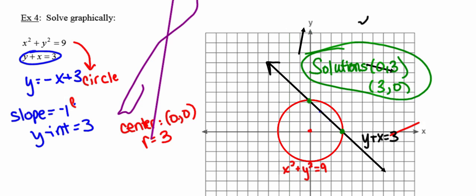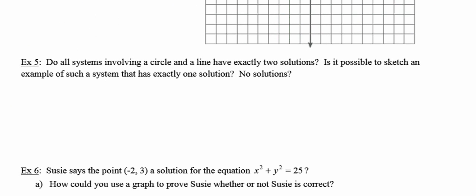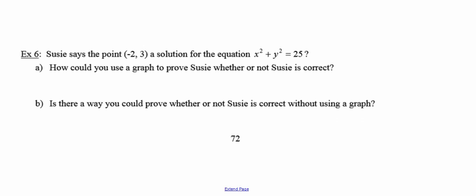All right, and looking down the page, I want to know in number 5, do all systems that involve a circle and a line have exactly 2 solutions, like the one that we graphed in example 4? Can you sketch one that has exactly 1 solution? Are there any out there that don't have any solutions? That one, too, I'm going to leave to you to think about. We'll talk about your thoughts on that the next time that you come to class. And example 6, I think we're going to leave also for when you come back to class, and we'll figure out if Susie is knowing what she's talking about or if she needs some help from us.